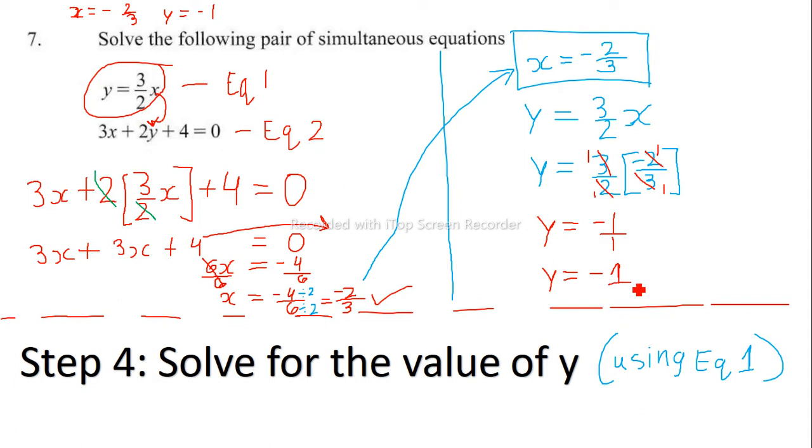And so that's all we got, negative 1. So x is equal to negative 2 over 3, and y is equal to negative 1.